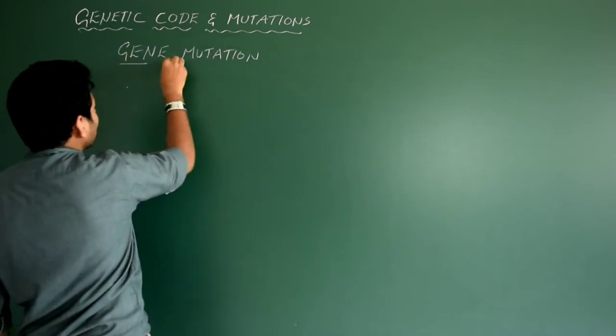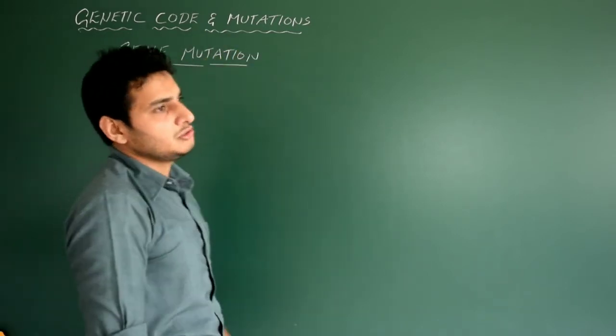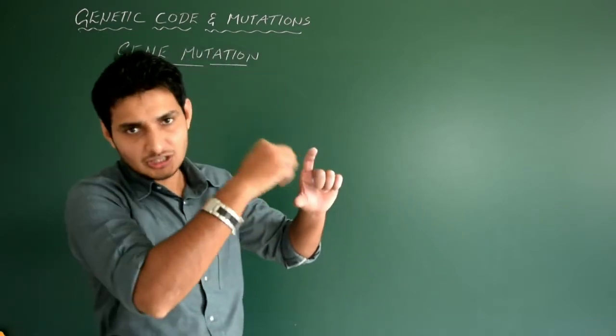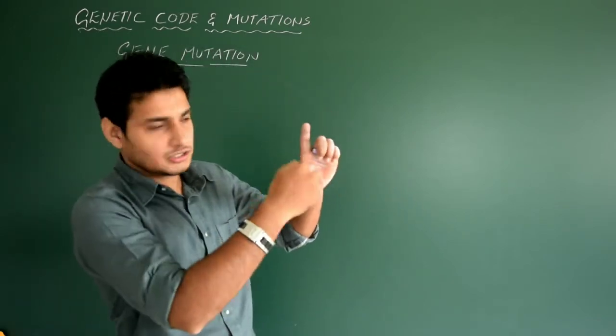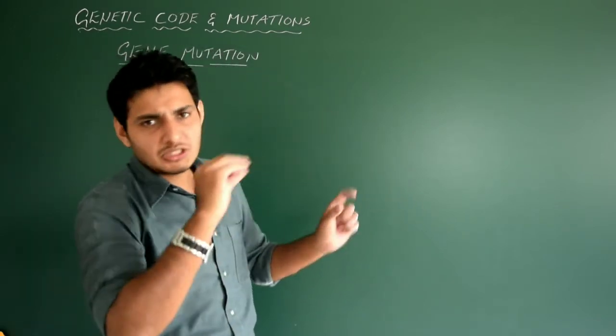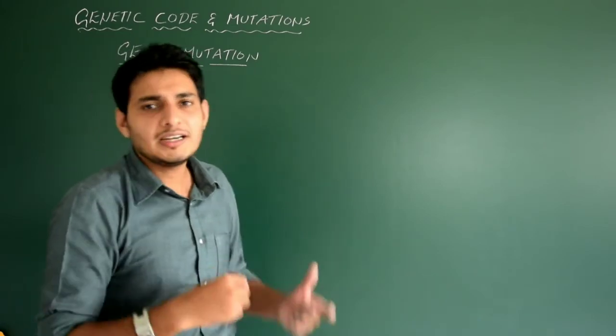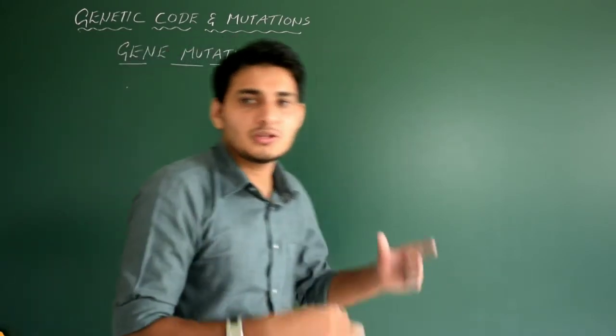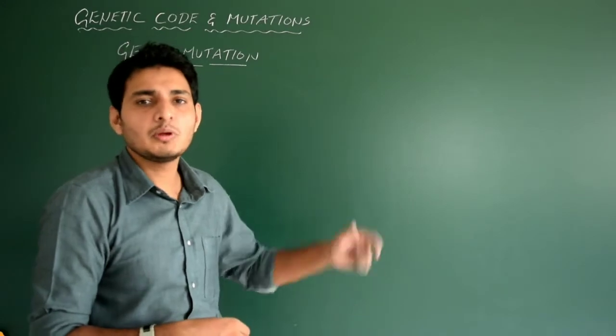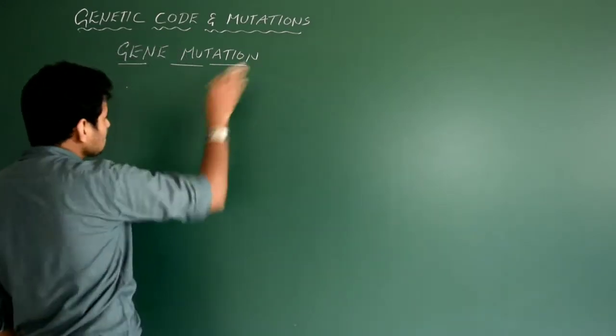Once I explain this, I am going to explain chromosomal mutation. You know that chromosomes contain genes in a particular locus, right? So if I remove a specific locus, what's going to happen to the chromosome? It becomes abnormal, correct? So that is chromosomal aberration or chromosomal mutation. I am going to explain it later. First we write gene mutation.